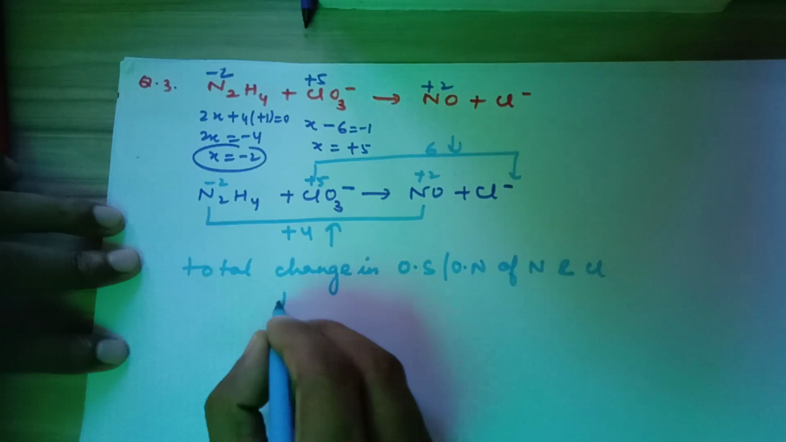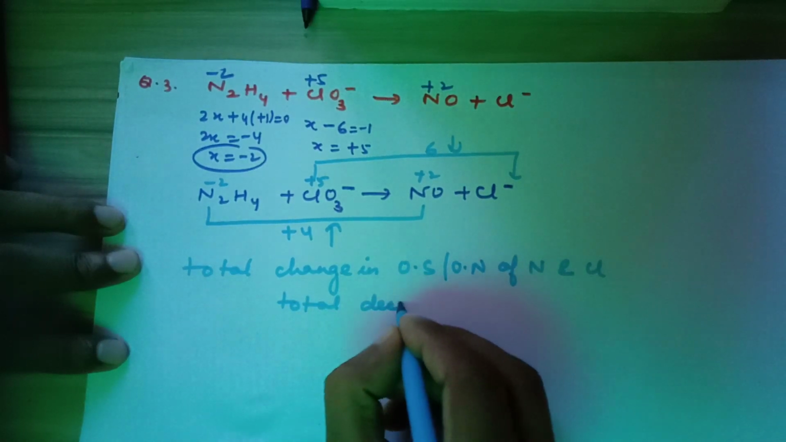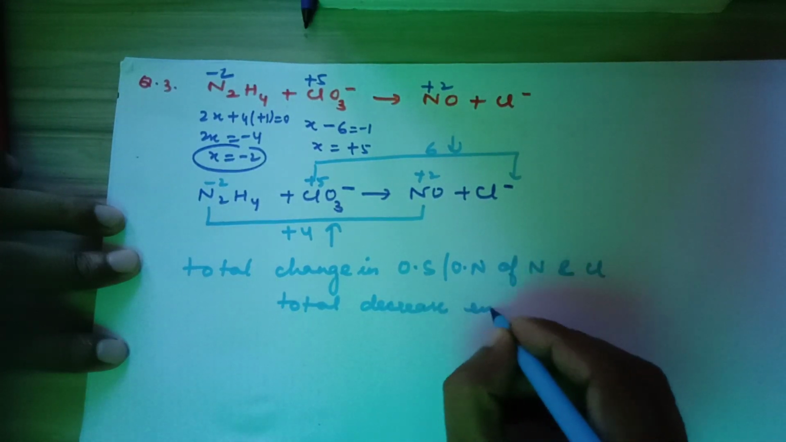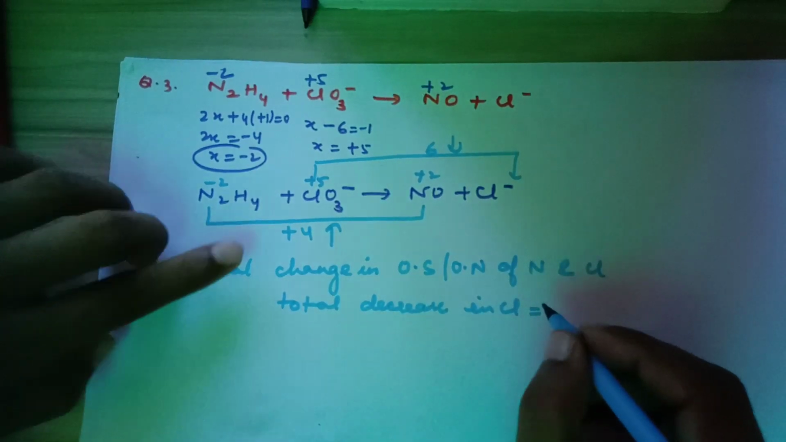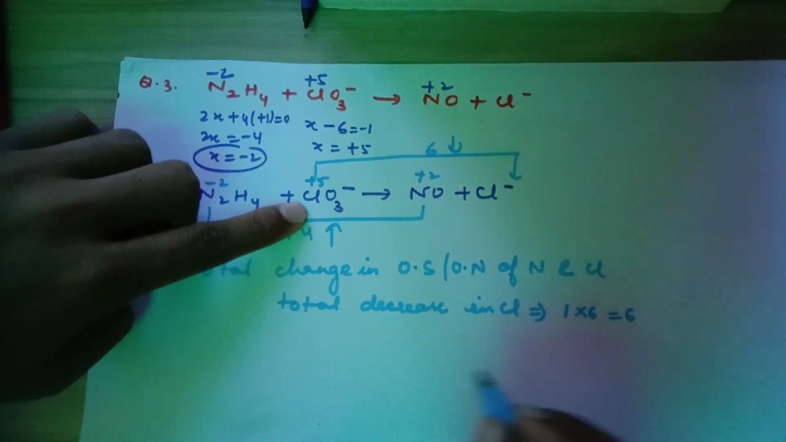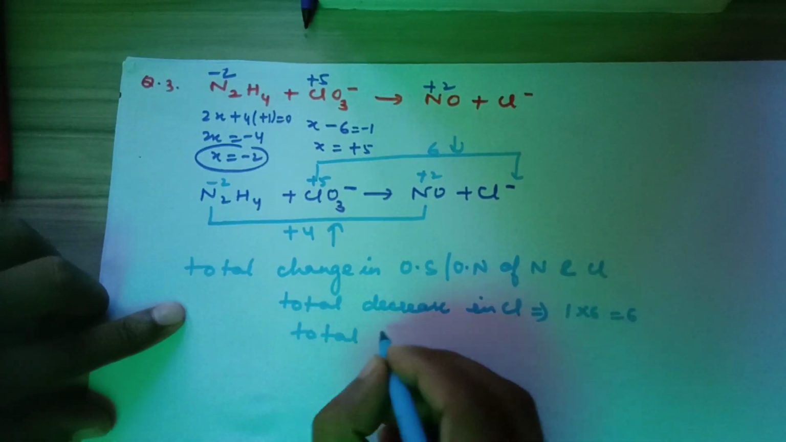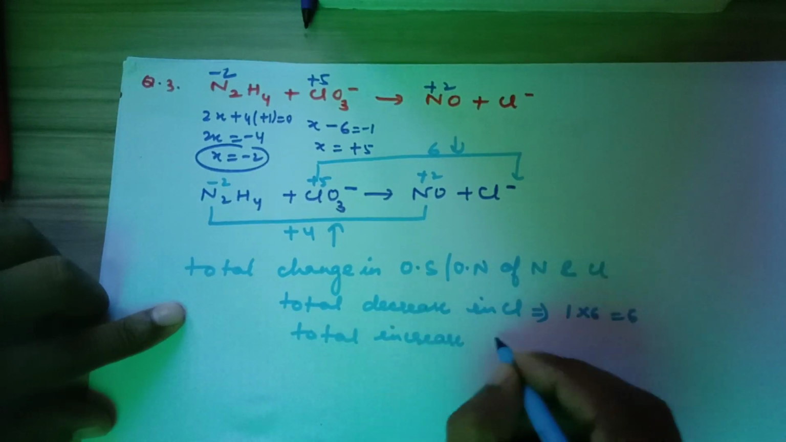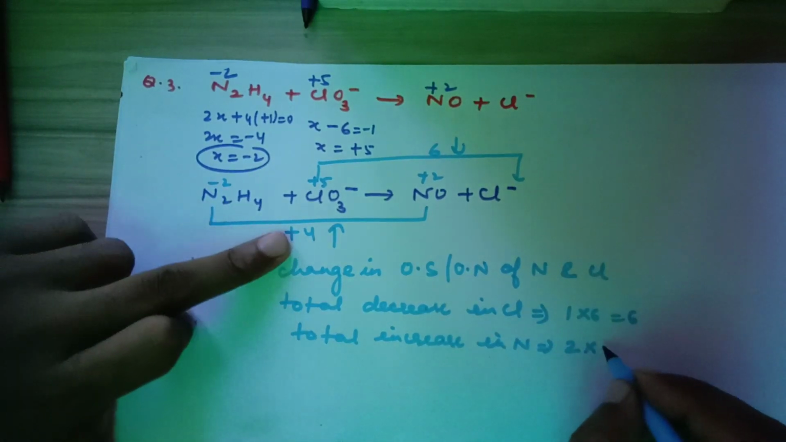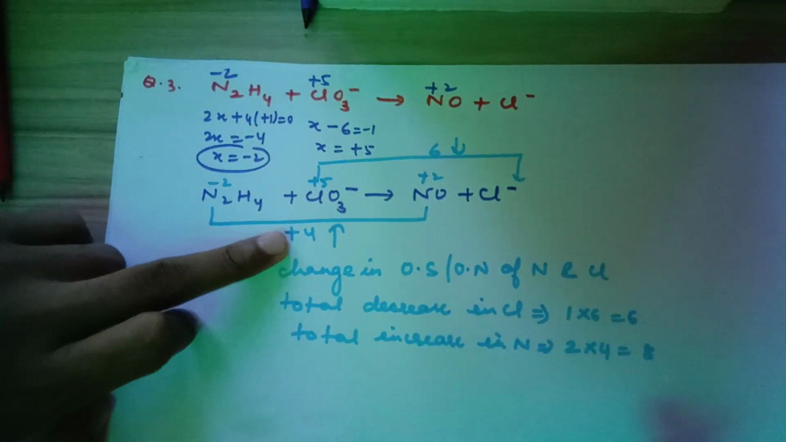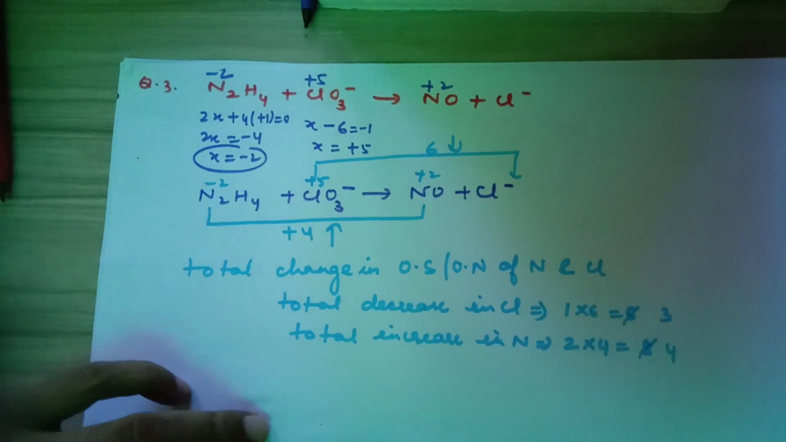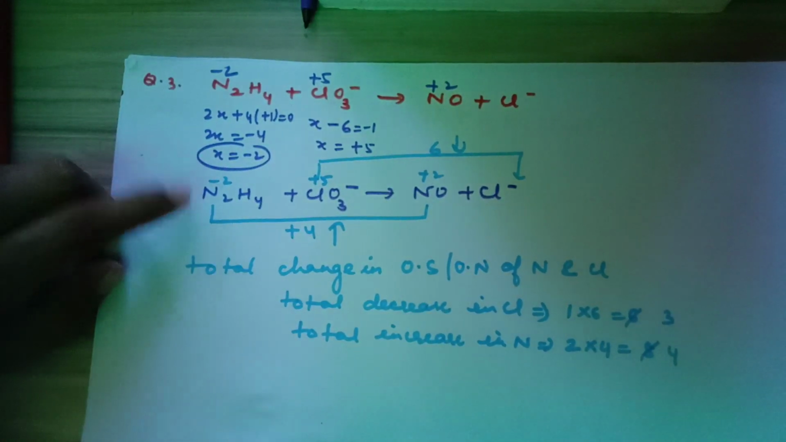Let's find it. First you can write decrease and next increase, or increase first or decrease next. So total decrease in Cl is, there is a single Cl, so it will be 1 into 6, that will be 6 only, and total increase in nitrogen oxidation state, there are 2 nitrogen, so it will be 2, and the change is of 4, so 2 4s are 8. Now we have to take the simplified form, so it will be 2 4s are 8 and 2 3s are 6. So we have to cross multiply this number to the above given equation.